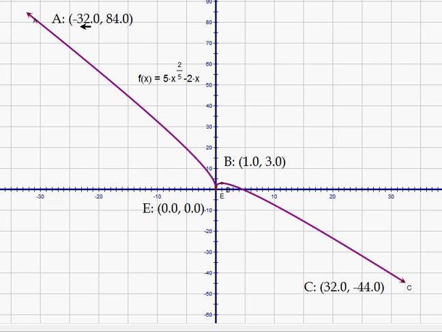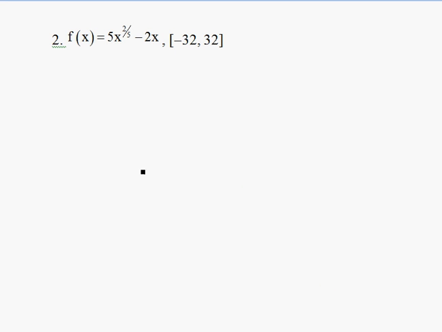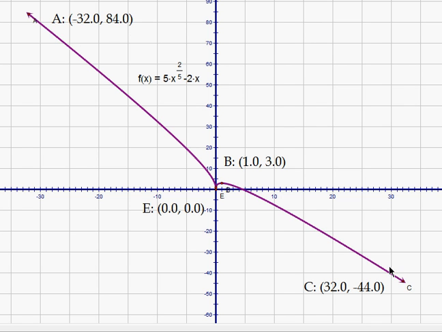So it has a very high point of negative 32, 84, because our interval goes from negative 32 to 32. So here's the bottom point, 32, negative 44. And then notice the function kind of comes down. It has a little cusp here, and then bounces back up. So 0, 0 is the bottom of the cusp. Then we have a maximum at 1, 3, and then it goes down out to 32, negative 44.